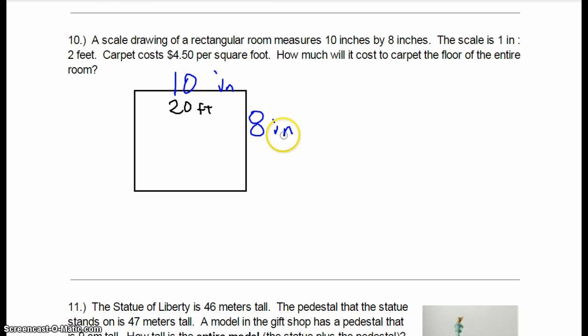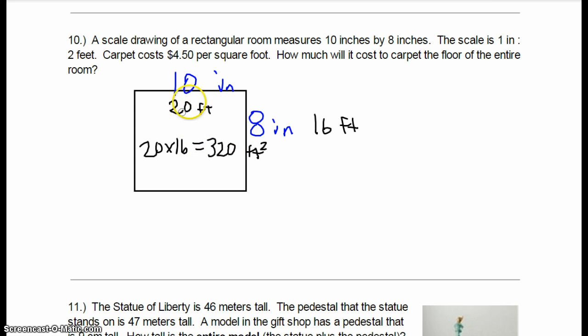And if I've got 8 inches on the drawing, 8 times 2, that means I've got 16 feet in real life. So my first step was convert inches on the drawing into feet in real life. Now I need to find the area. So the area, how much space this covers, is 20 by 16. So that gives me 320 square feet. That means it takes 320 square feet of carpet to cover this room.